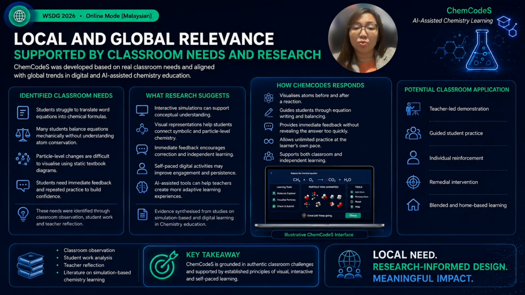CHEMCODES responds to a real local classroom challenge: students' difficulty in writing, visualizing, and balancing chemical equations. This project is also supported by wider research showing that interactive simulations can improve engagement, conceptual understanding, and problem solving in science education. Therefore, CHEMCODES connects local educational needs with global developments in digital and AI-assisted learning.